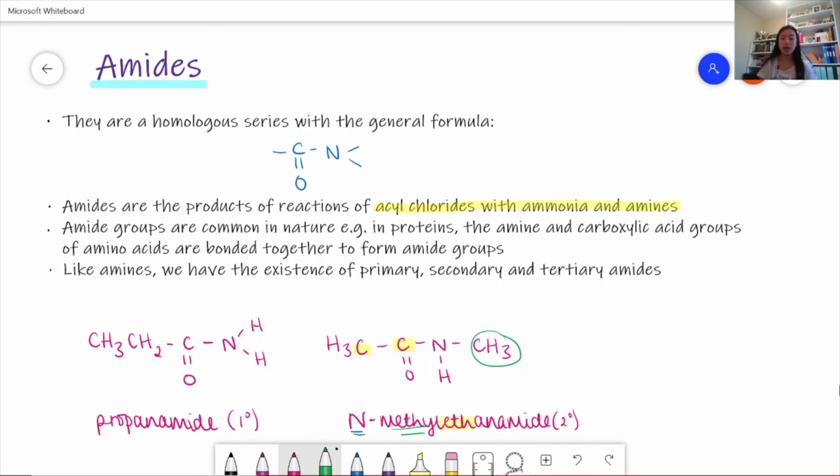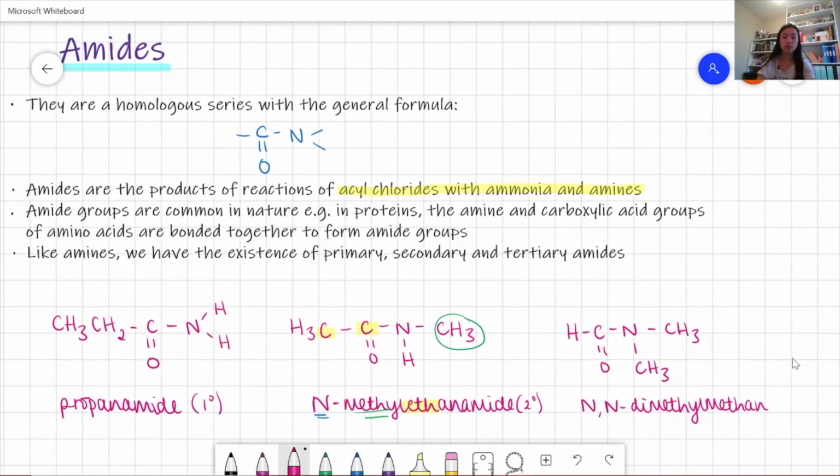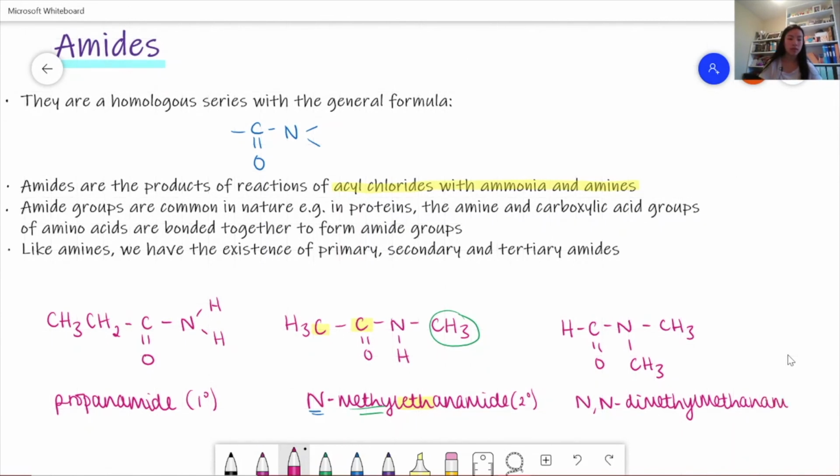And then thirdly, for the tertiary amide, we could have N,N-dimethyl methanamide. So this time we have H, C double bond O, N, and then this time we have 2 methyl groups on this N. So this is N,N-dimethyl methanamide, and this is our tertiary amide.